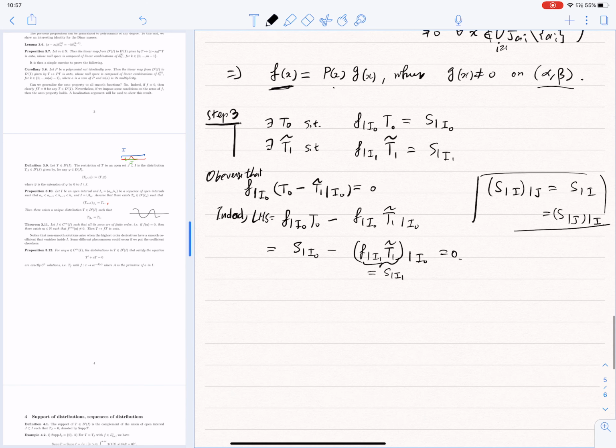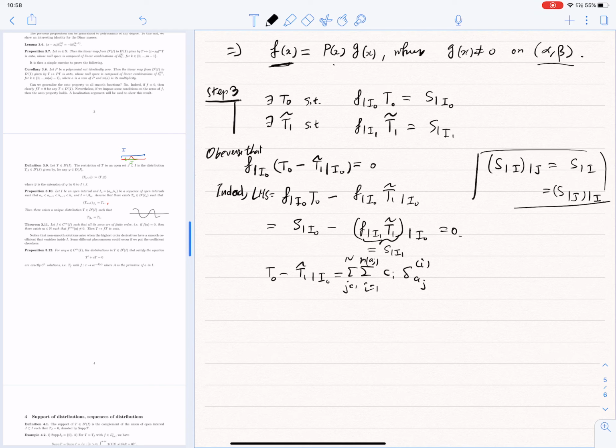So if this is true, then necessarily T naught minus T1 tilde restricted to I naught will be a linear combination of the derivatives of Dirac masses. It's going to be, we're going to call it a_{j,i}, where a_j are the zeros of the polynomial that we can find in here, and i are the order of the derivatives, which depend on a_j, and j will be finite.